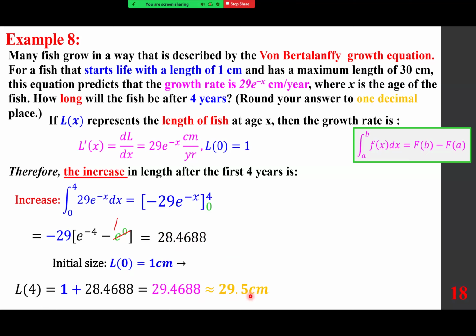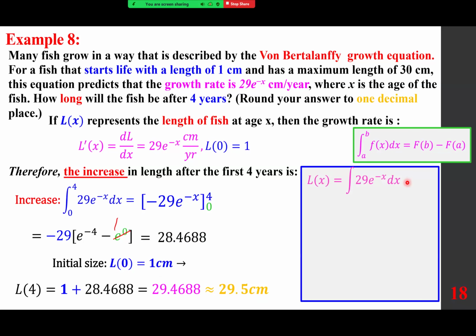Here's the second method, everybody. We are going to integrate this without paying any attention to the limits. We already have the answer plus a constant, and we have an initial value here. This one means L of 0 equals 1. Because we have an initial value, because we have a pair, we can find the missing c.